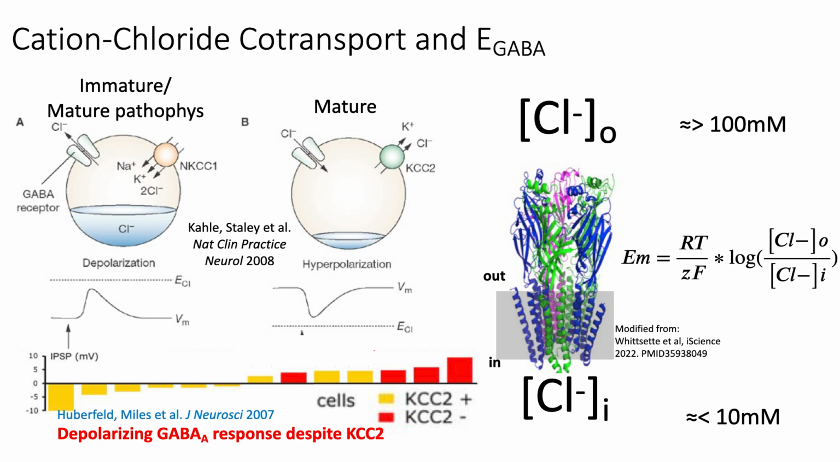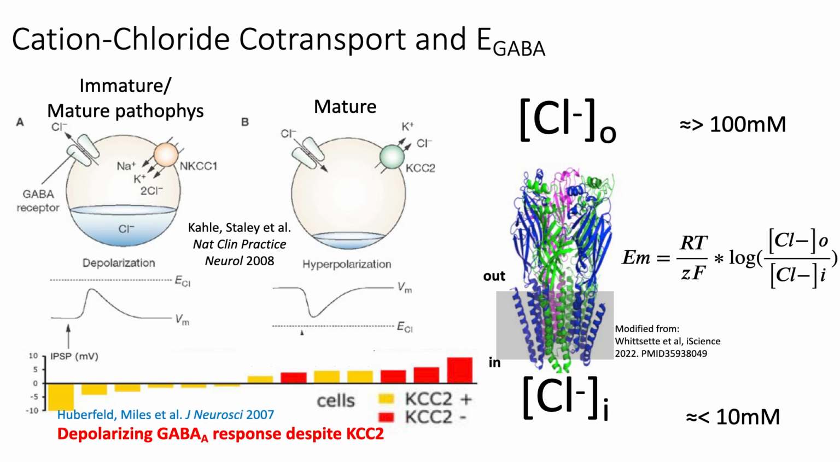So the eGABA, that is the reversal potential of GABA, the potential at which the direction of flow of chloride across GABA actually changes, is not set by the resting membrane potential of a neuron, although it is near the resting membrane potential. I think that's a very important concept that has at times been taken for granted.